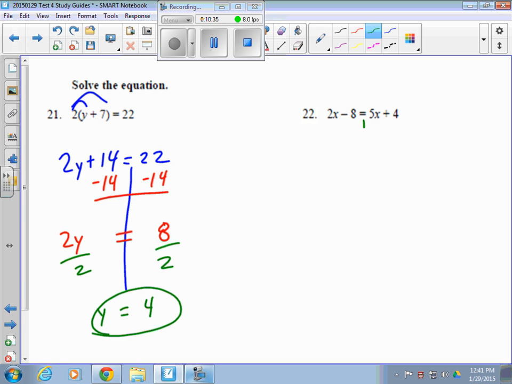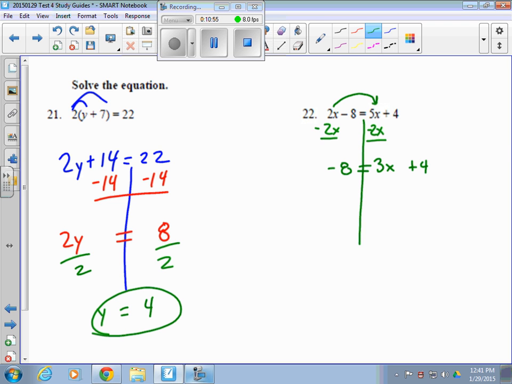For the second one, you have variables on both sides. Bring your smaller variable over to your larger variable. 2 is smaller than 5. Undo that by subtracting 2x on the left. If you do it to the left, do it to the right. 5x minus 2x is 3x. You still have plus 4 on the right. You still have negative 8 on the left.